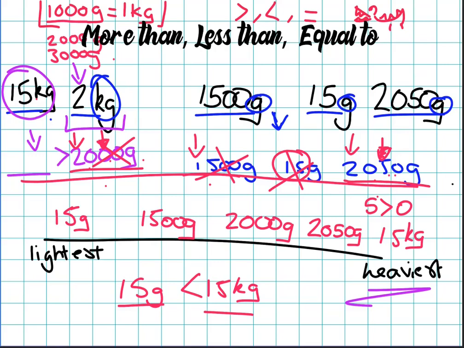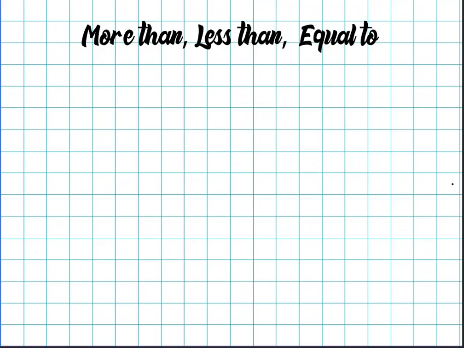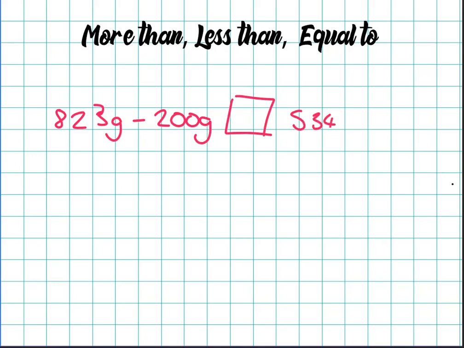On the spicy challenge, you've got some addition and subtraction to do first, and I'll just show you what that would be like. So you might have something like 823 grams, take away 200 grams with your box. Is it more, less than, or equal to 534 grams? Add, let's say, 220 grams. So in this case, you've just got to work out both sides before you can compare them.